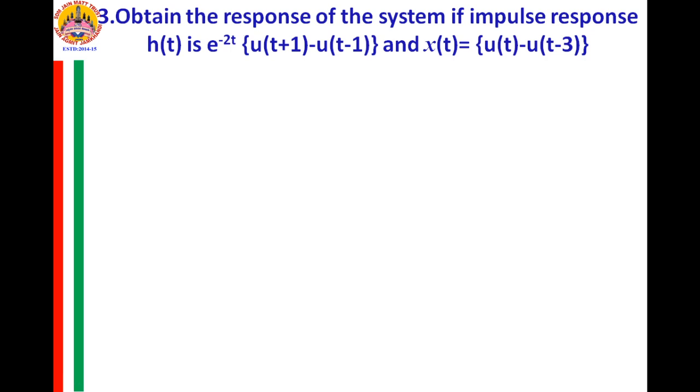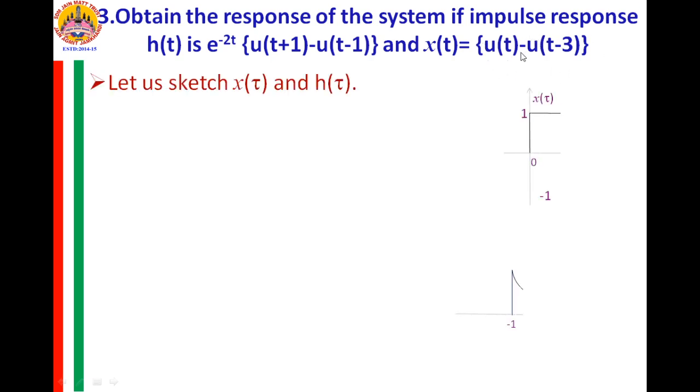Okay. So the meaning of this is, now u of t minus u of t minus 3. u of t exists from 0 to infinity, u of t minus 3 exists from 3 to infinity. When you subtract u of t minus 3 from u of t, the resultant will exist from 0 to 3. So x of tau will exist from 0 to 3.